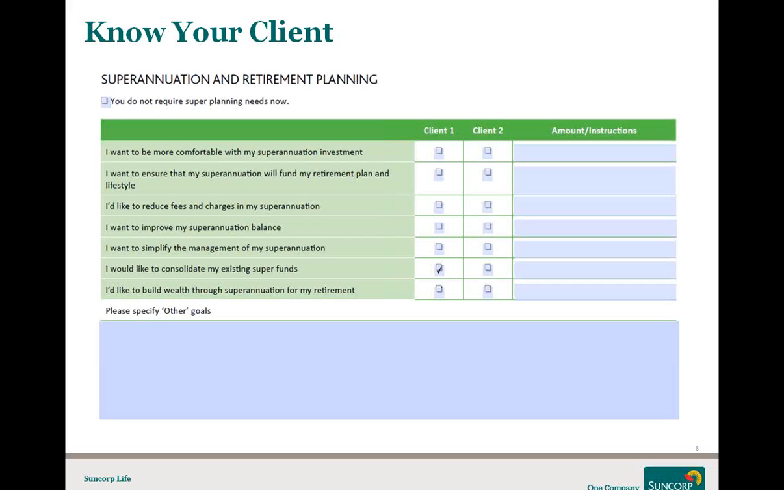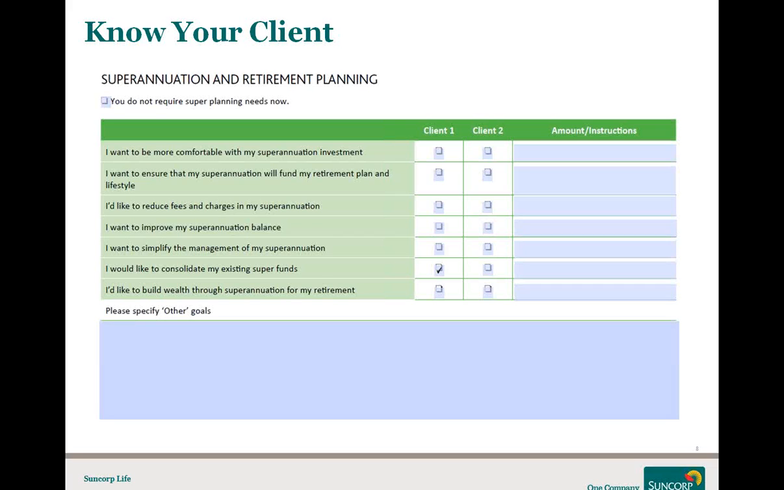So the client may state that they are interested in consolidating their super funds. So they tick the box, I'd like to consolidate my existing super funds. This will trigger a series of other questions that need to be documented in the other goals and objectives section. Why are they looking to consolidate? What is it they like about their current fund? What is it that they're looking to get from a superannuation fund that they're currently not getting? The answers to these questions will also prompt additional questions, and all of this information needs to be detailed in your fact find or your file notes.